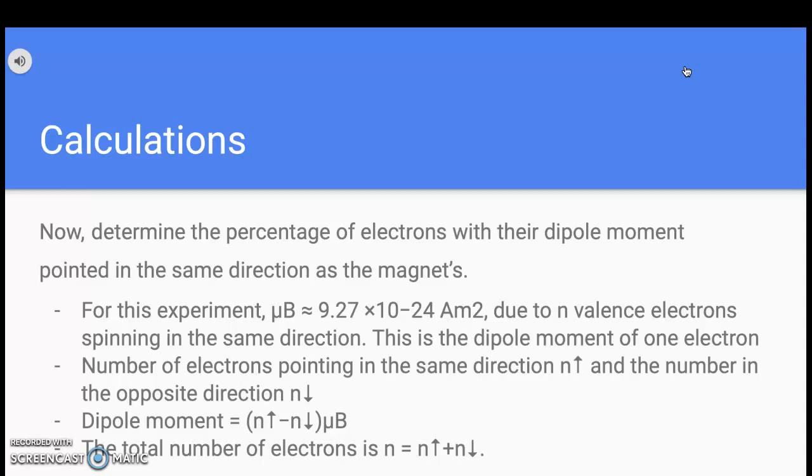Number of electrons pointing in the same direction, spinning up, and the number pointing spinning down. And then we're going to find the dipole moment, which is this little formula right here: N spin up minus N spin down times mu B. And then the total number of electrons is going to equal N, which equals N spin up plus N spin down. So let's go ahead and solve for those.